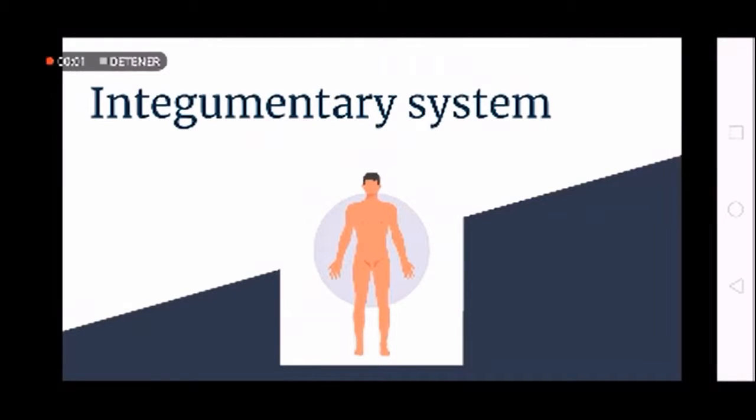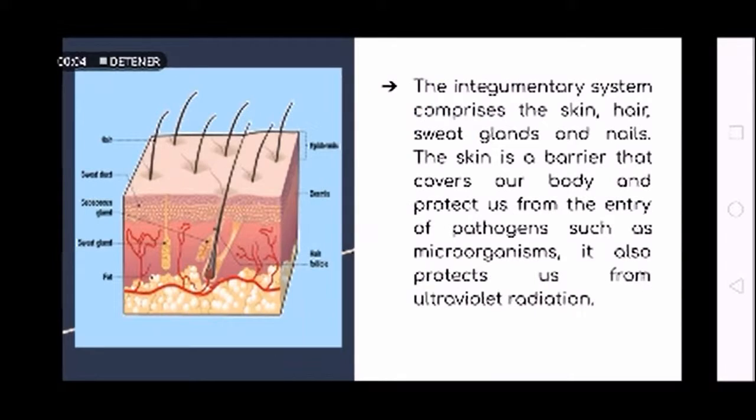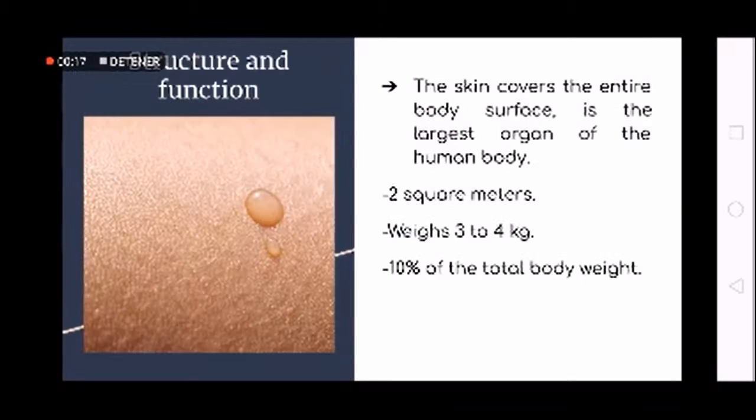I'm going to talk about the integumentary system. The integumentary system comprises the skin, hair, sweat glands, and nails. The skin is a barrier that covers our body and protects us from the entry of pathogens, such as microorganisms. It also protects us from ultraviolet radiation.